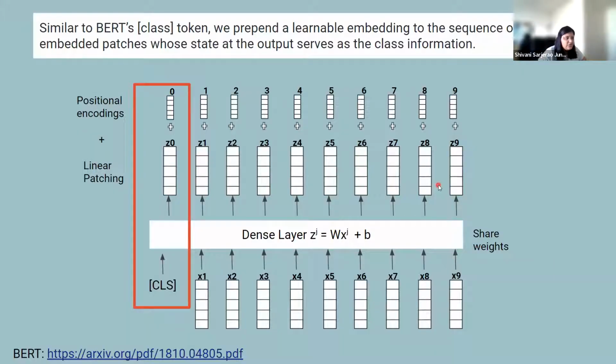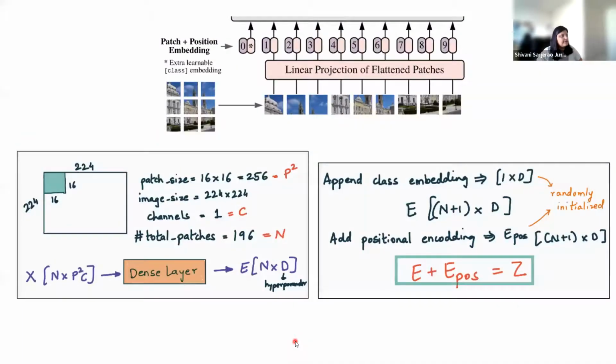Okay, so coming back to our architecture, what we do is we append a learnable class embedding, or a learnable class token, to the sequence of linearly flattened input patches, patch vector X. This learnable class embedding is then passed through a dense layer. And obviously, this is a most important step because the output of this class token at the last stage will determine the class information for an image. This class token was first introduced in the paper BERT. So you can go through it if you want to learn more about it in detail.